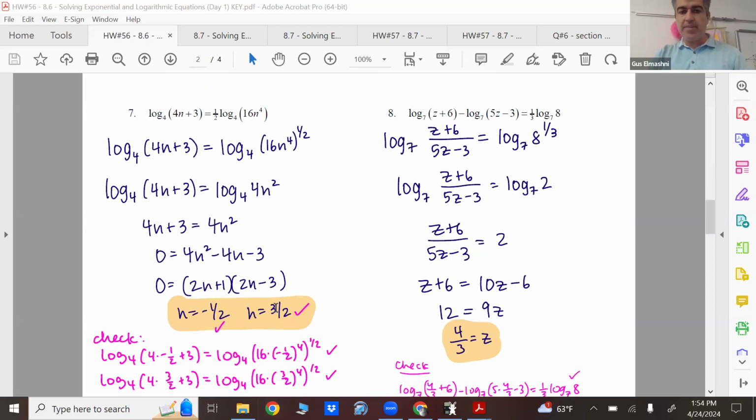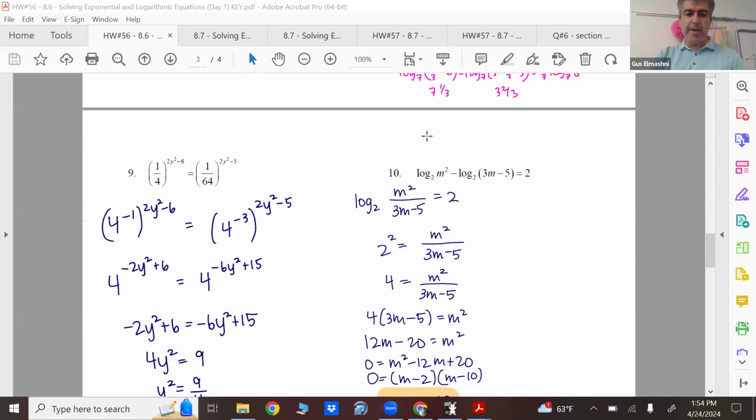7 and 8, more log stuff. If you have a number out in front, roll it to the back, it becomes an exponent, and then treat it correctly. You should be okay there, because you have one log on each side. For 8, you have a minus between two logs, which makes it a division problem. And then you treat it like a rational equation and solve that. That should be fine. That's cross multiplying.